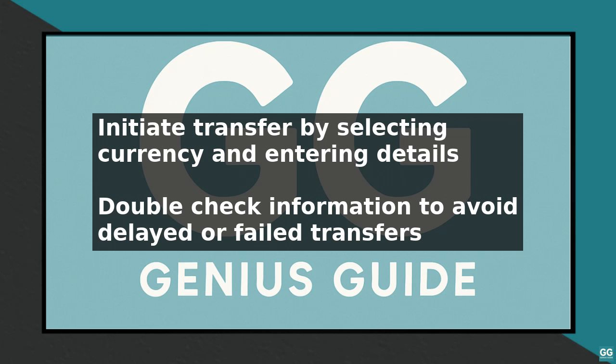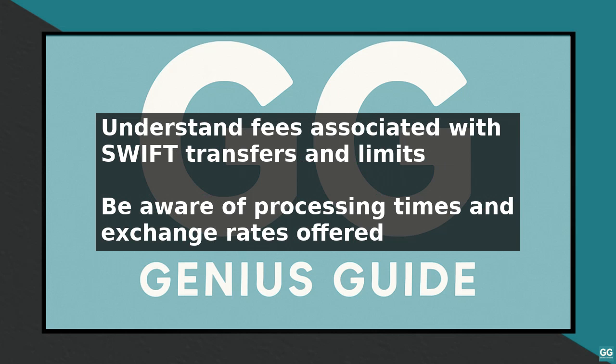Revolut typically processes SWIFT transfers within 1 to 3 business days, but this can vary depending on the recipient's bank and location. Best practices for Revolut SWIFT transfers include verifying the recipient's details, using the correct SWIFT code, and being aware of the fees and transfer limits. By following these steps and best practices, you can ensure a successful and efficient SWIFT transfer using Revolut.